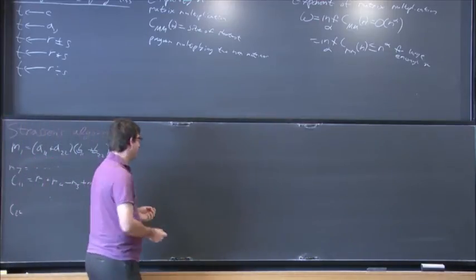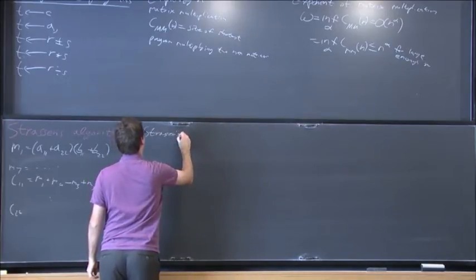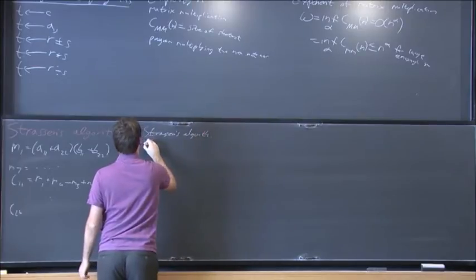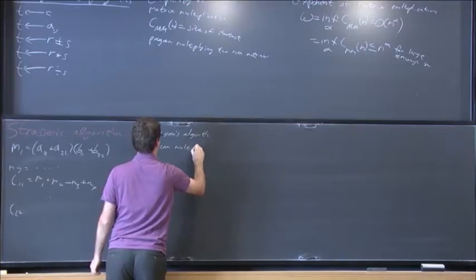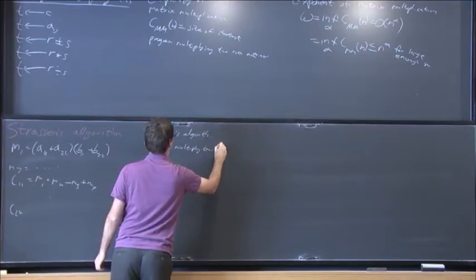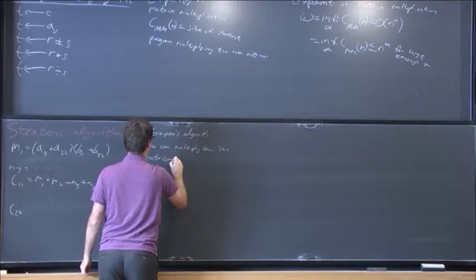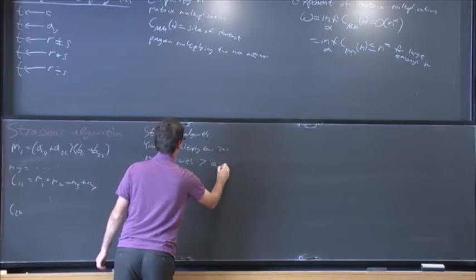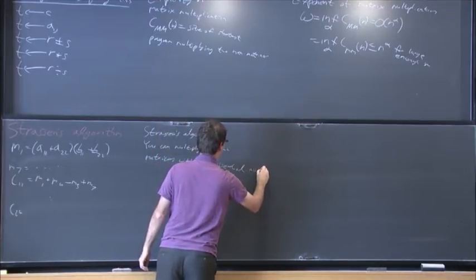So with Strassen's algorithm, you can multiply two by two matrices with what we call 7 essential multiplications. That's the phrase that is used in really all the literature.